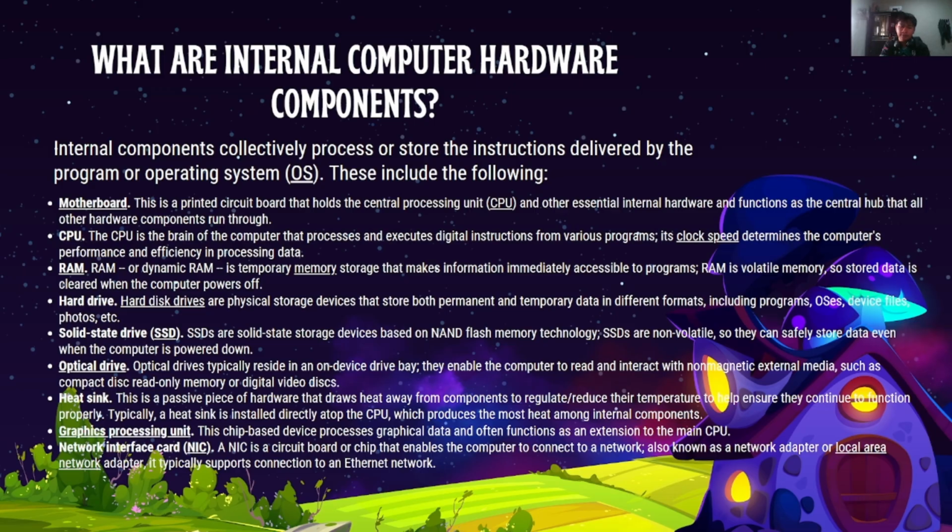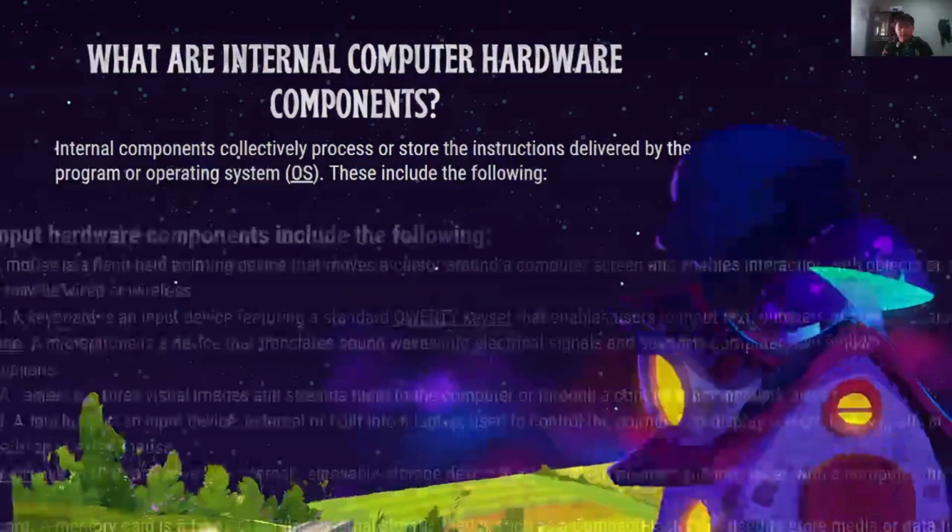Graphics processing unit, a chip-based device that processes graphical data and often functions as an extension to the main CPU. And the last, network interface card or NIC. A NIC is a circuit board or chip that enables the computer to connect to a network, also known as a network adapter or local area network adapter. It typically supports connection to an Ethernet network.